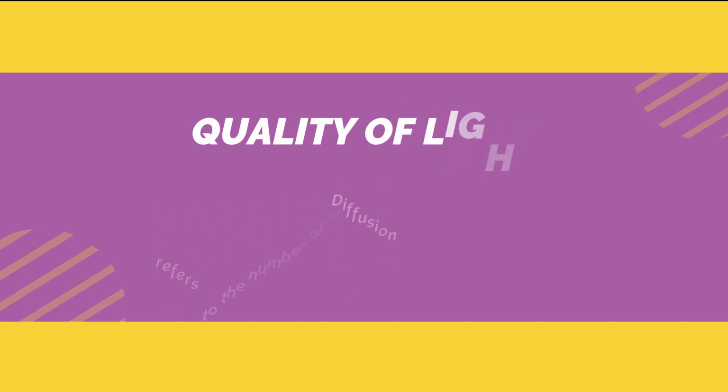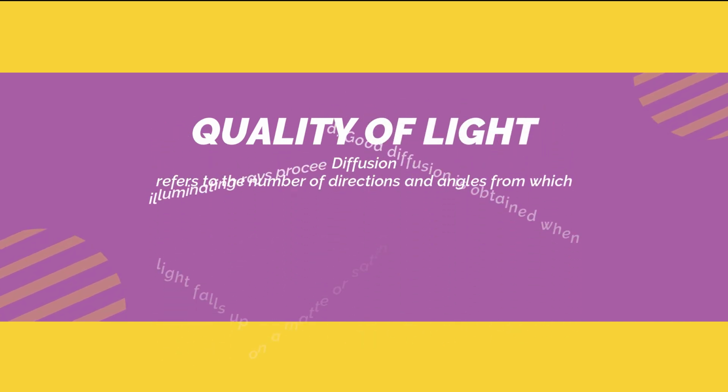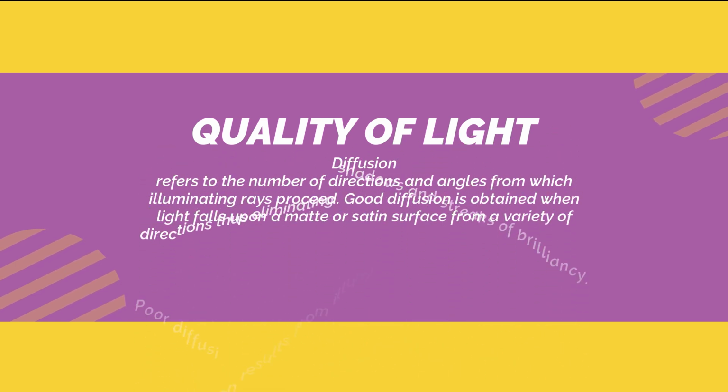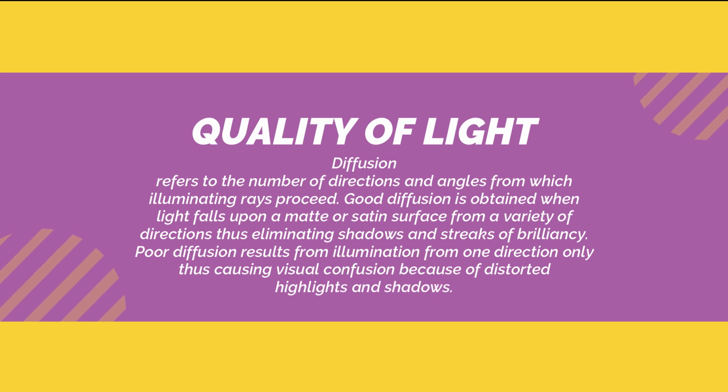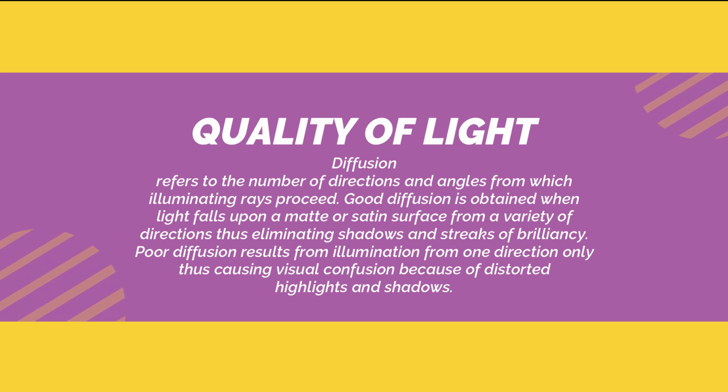Diffusion. Diffusion refers to the number of directions and angles from which illuminating rays proceed. Good diffusion is obtained when light falls upon a matte or satin surface from a variety of directions, thus eliminating shadows and streaks of brilliancy. Poor diffusion results from illumination from one direction only, thus causing visual confusion because of distorted highlights and shadows.